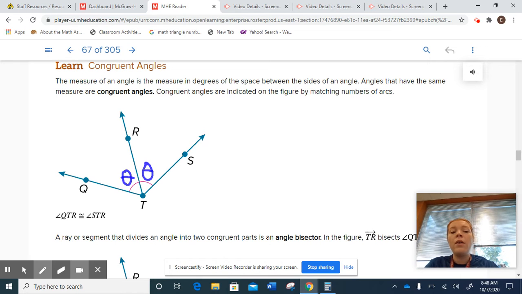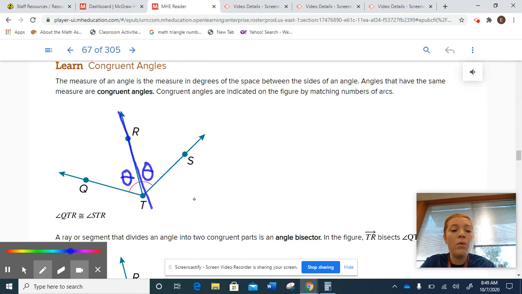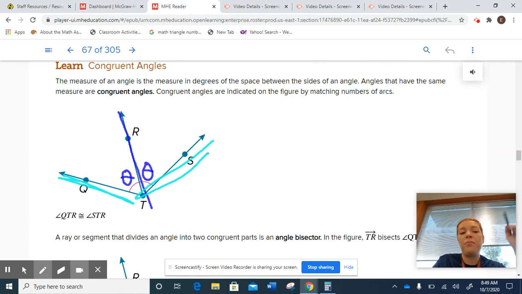to the other side. The reason why is because the RT that runs in the middle cuts that angle perfectly in half. So it is known as an angle bisector. So your angle, that's this big one here, is cut perfectly in half by the line that's in the middle, or the ray that's in the middle. Let's see what else is on here.